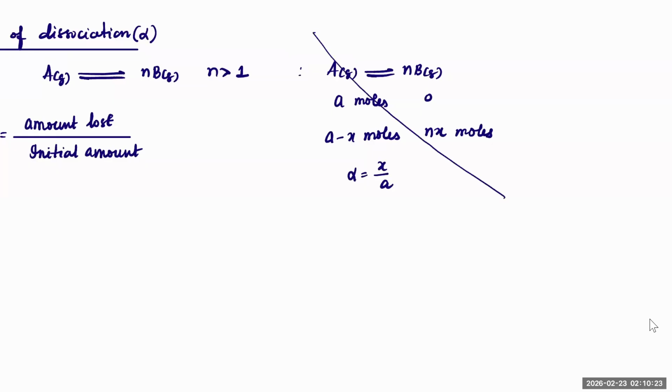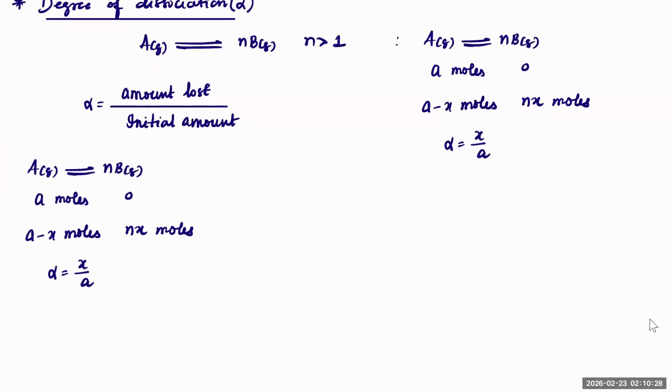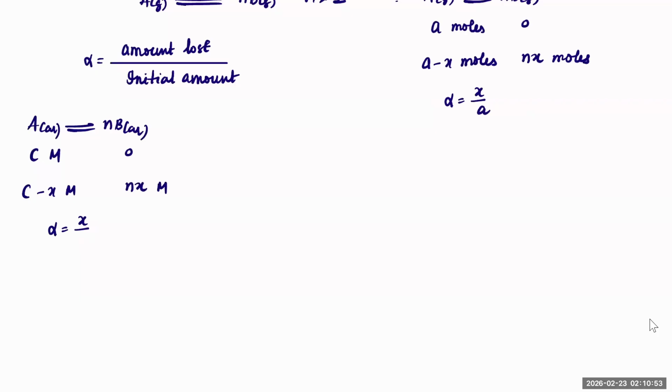This is in terms of moles. But the same logic I can give for various cases. What if these two are aqueous solutions? A aqueous solution, B aqueous solution. In case of aqueous solution, we usually use concentration, C. So instead of moles, we use molarity C here. Out of that C molarity, X molarity is lost and NX molarity has formed. So in that case, alpha will be X by C, which means X is equal to C alpha. This is when you write in terms of aqueous solution.